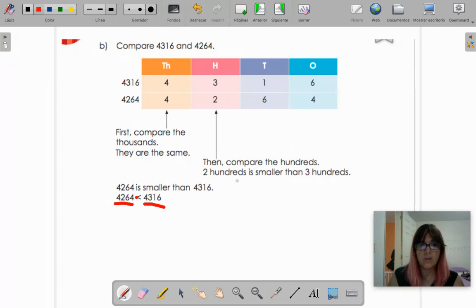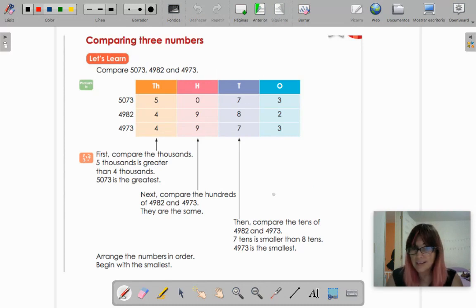Excellent. Let's look now at how we can compare three numbers. Here we were comparing two. Now let's do three numbers. It's exactly the same thing. You can place all your numbers in the correct places, like we have been learning to, and then begin with the thousands. Here I can see that this one at the top is bigger already than these two, or that these two are smaller than this one.